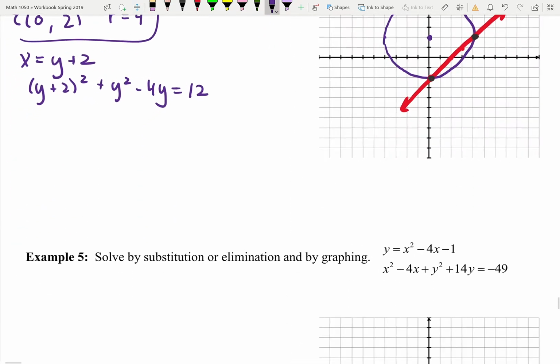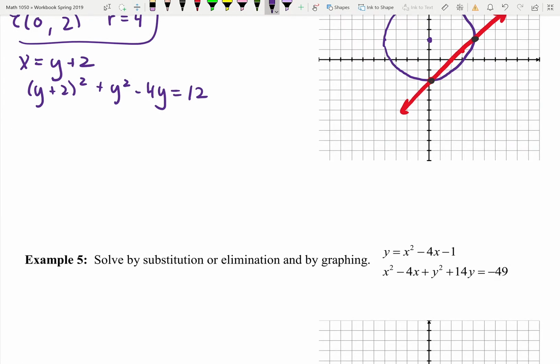Another big mistake that people make is they say y plus 2 squared is y squared plus 4. They don't FOIL. It's a big common error. Y plus 2 times y plus 2 FOILed is y to the second plus 4y plus 4. Write down what you have left, plus y to the second minus 4y equals 12. Now at first it looks like I need to bring my 12 over because I need to factor, but look what happens. 4y and negative 4y cancel away.